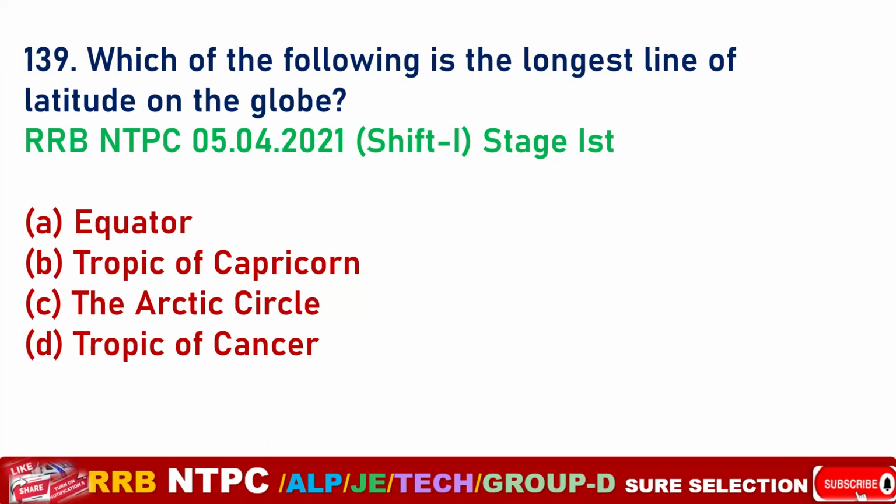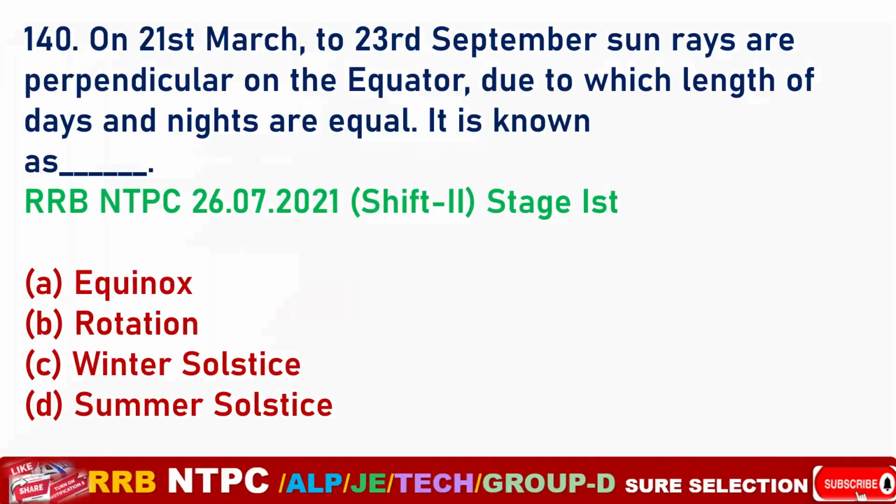Which of the following is the longest line of latitude on the globe? That is the equator. From 21st March to 23rd September, the sun's rays are perpendicular to the equator, due to which the length of days and nights are equal.